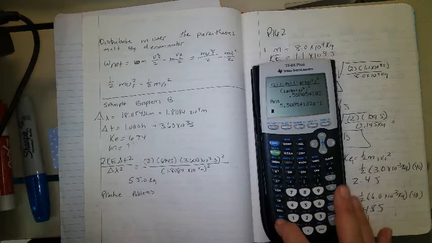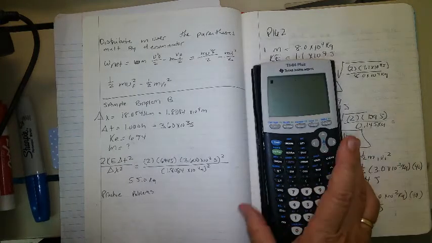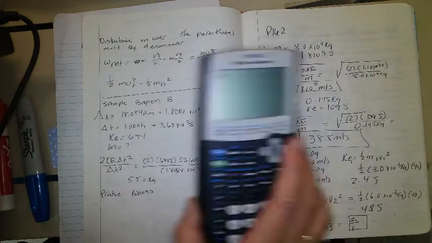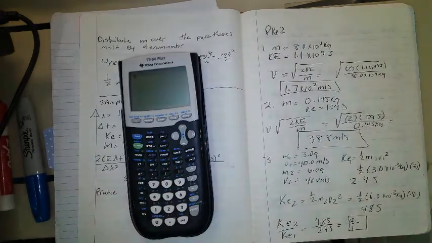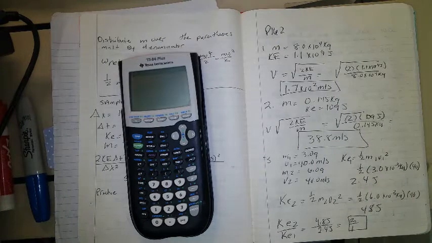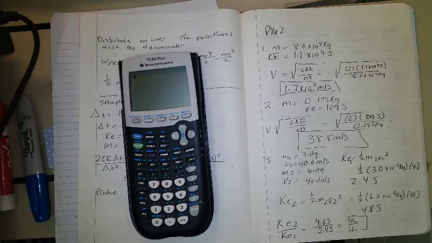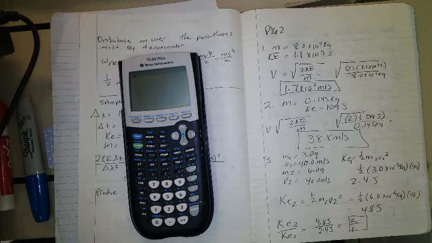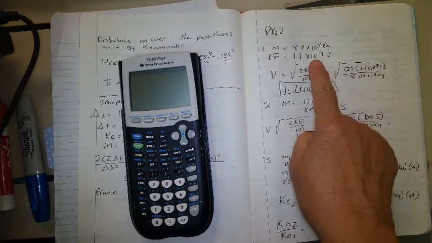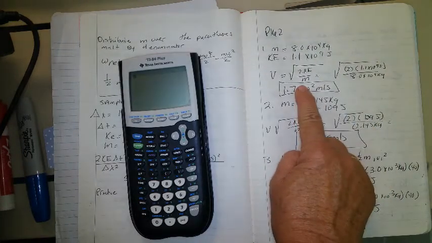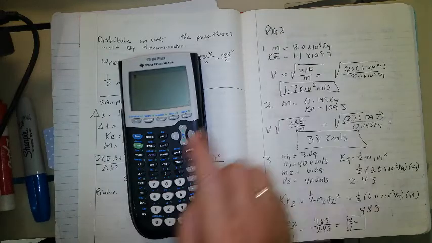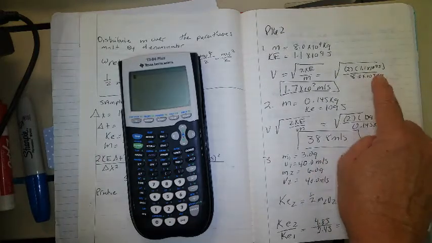Okay? Then the next thing we want to do is look at our practice problem, page 162, question number 1. It says, calculate the speed of an 8.0 times 10 to the 4th kilogram airliner if the kinetic energy is 1.1 times 10 to the 9th joules. So here we have our mass, we have our kinetic energy, and now we're trying to find our velocity. To do that, still no cosine or sine.